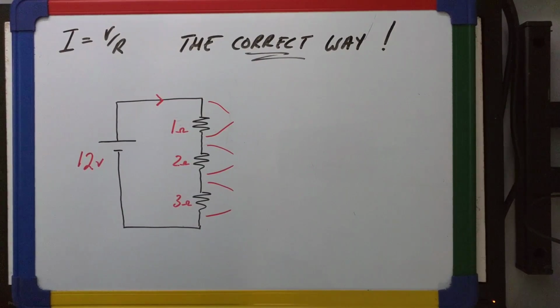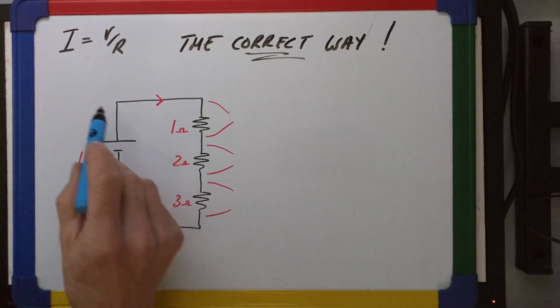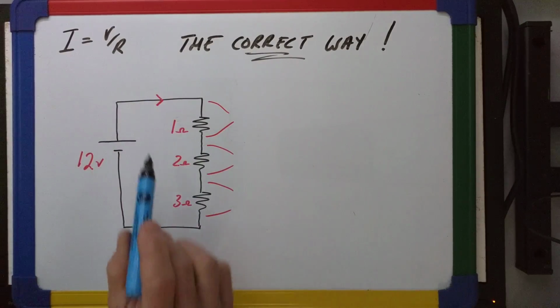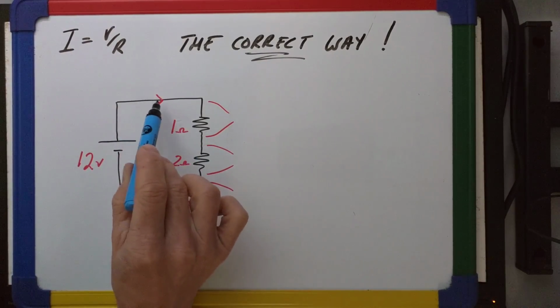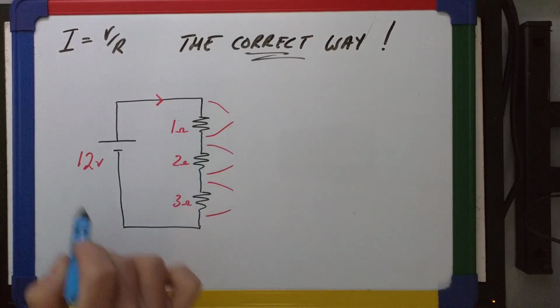So let's look at how to use this equation the correct way. On this circuit, same circuit as before, we've got a 12 volt battery, we've got 3 resistors in series, 1 ohm, 2 ohm, 3 ohm. We've got some value of current flowing around, which is going to be the same everywhere, the same here as here, and even if we measure it in between, there only is one flow.